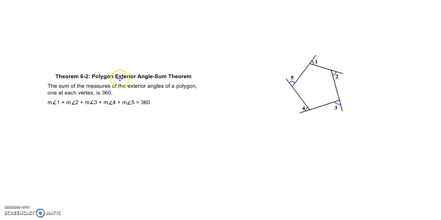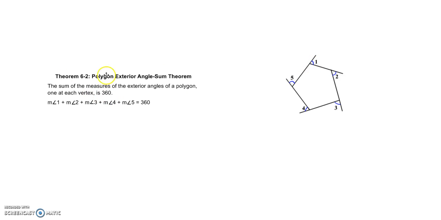Okay, moving on to exterior angles. You guys remember what an exterior angle is, right? An exterior angle is just an extension of one of the sides, and then it's the angle in between that extension and one of the sides of the polygon. So what we're learning here is that the polygon exterior angle sum theorem says that if you add up all the exterior angles of a polygon, they will add up to 360 degrees, okay?